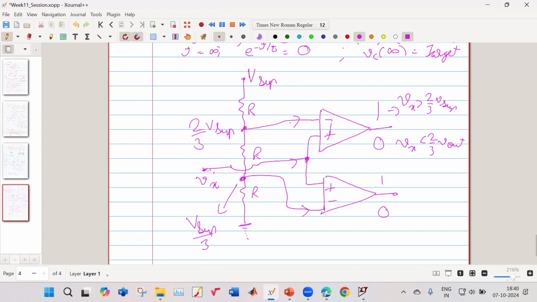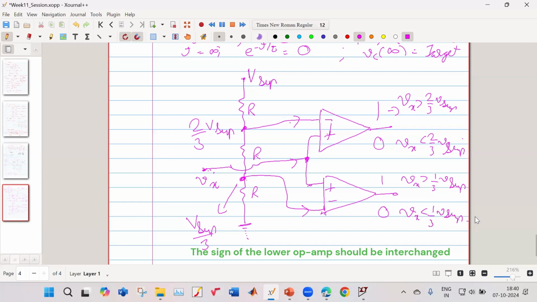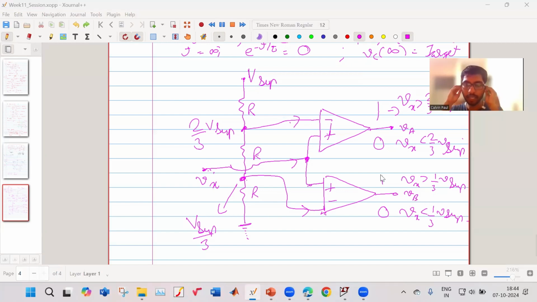Now, for this op-amp, Vx is coming to the positive terminal. So the output is 1 when your Vx is greater than 1/3 of your V supply. Sorry, this should be your V supply. When your Vx is greater than 1/3 V supply, it is 1, and it is 0 when your Vx is less than 1/3 V supply. So this is your VA, this is your VB. We found what VA and VB are.